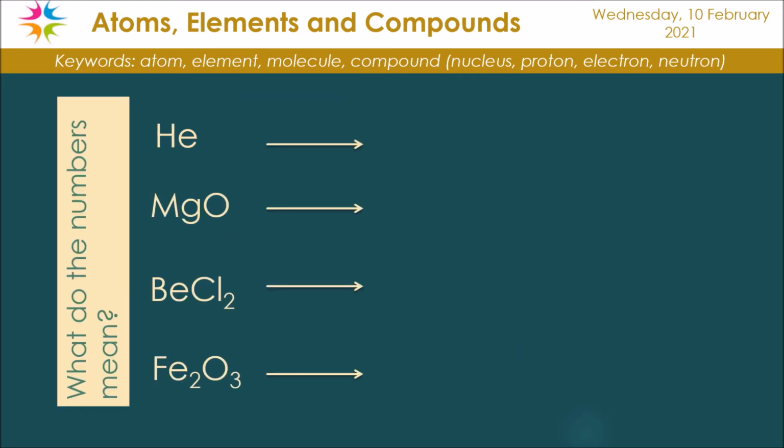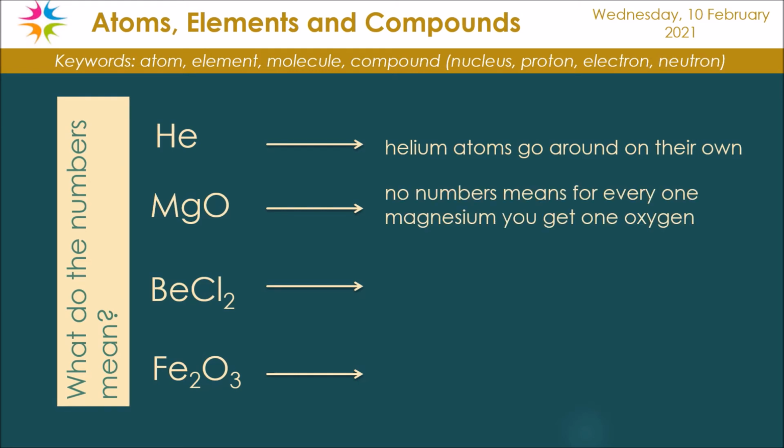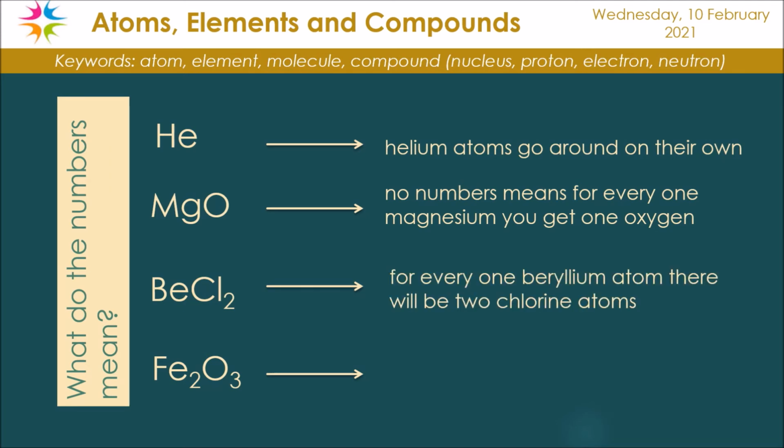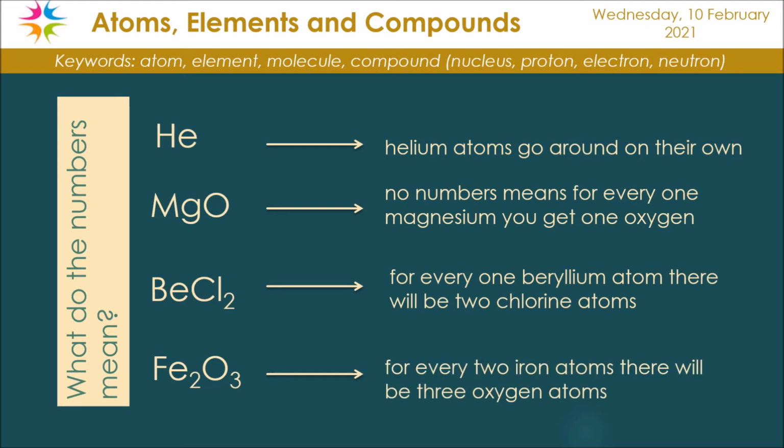Here are some more examples looking at what the numbers mean. If there's only 1 of something, you don't need to write the number. So for example, helium atoms, as we heard earlier, go around on their own, so it doesn't need a number. There's 1 magnesium with 1 oxygen, and again that doesn't need any numbers. But for beryllium chloride, for every 1 beryllium atom there are 2 chlorine atoms, so BeCl2, and the bottom one is iron oxide. For every 2 iron atoms, there are 3 oxygen atoms.